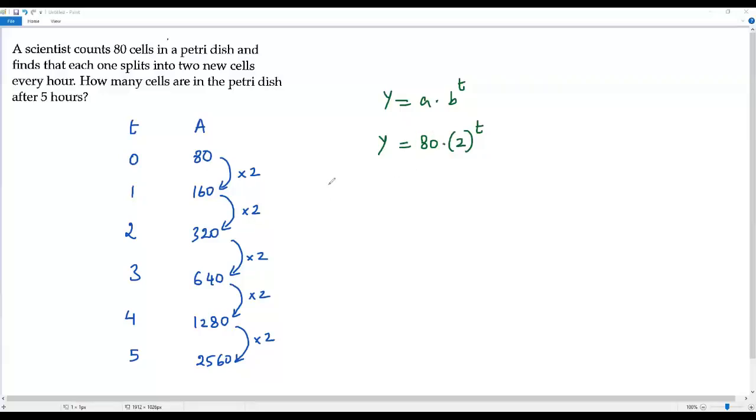But our aim is to find the number of cells in the petri dish after 5 hours. So what value should I plug in for this t? I have to plug in t equal to 5, to find the number of cells in the petri dish after 5 hours. So y is equal to 80 times 2 to the 5th power. The value of 2 to the 5th power is 32. And when I multiply 80 by 32, I'll be getting 2560. So after 5 hours, the number of cells in the petri dish is 2560. So the answer for this question is 2560.